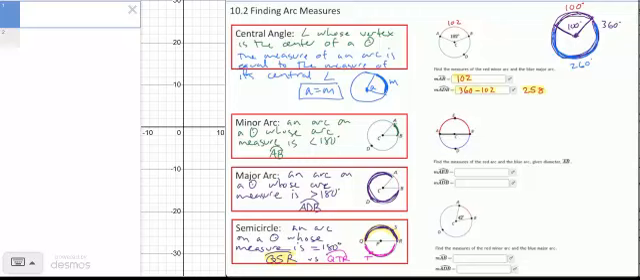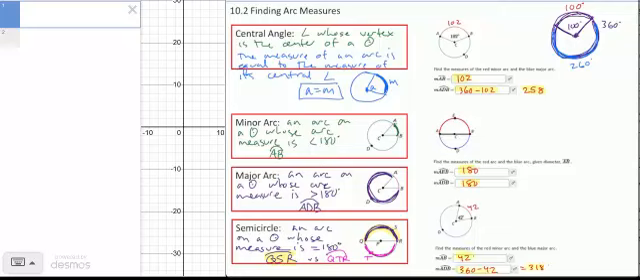For the next one, you have this semicircle, so AEB is 180, and so is ADB. They're both the same. You don't need any calculations for those. Finally, in the last set, you have a minor arc AB equal to 42 degrees, and then the major arc is going to be 360 minus 42. If you calculate that, you get 318.